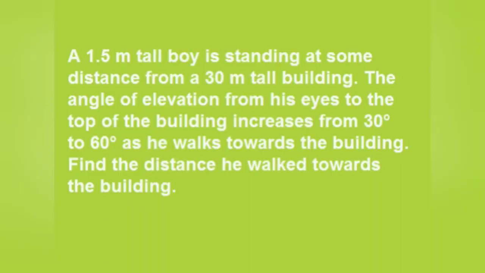Let's take up the next question. It is question number 6 from NCERT, exercise 9.1. It says, a 1.5 meter tall boy is standing at some distance from a 30 meter tall building. The angle of elevation from his eyes to the top of the building increases from 30 degree to 60 degree as he walks towards the building. Find the distance he walked towards the building.